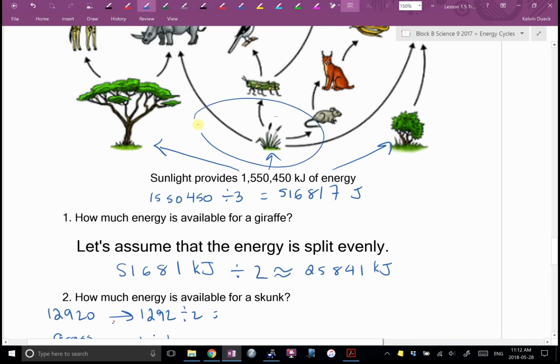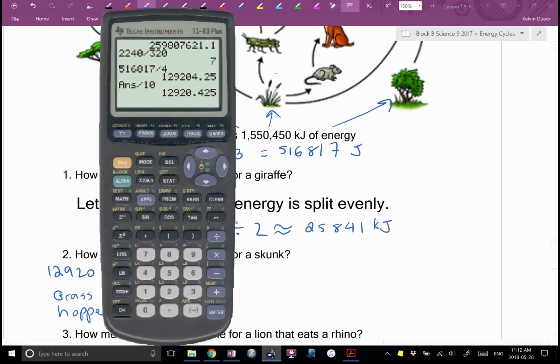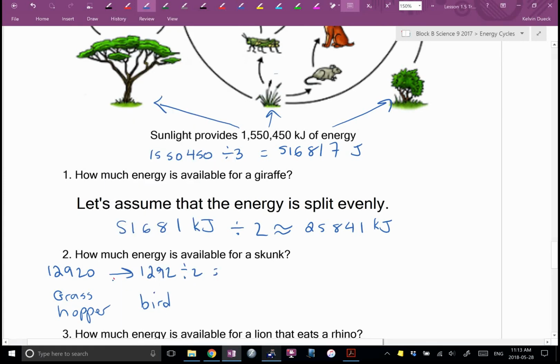So Jimmy, you can see the grass is getting split into 4. 1, 2, 3, 4. And then that gets us to the grasshopper. We split it in 2 to get to the bird. So 1,292 divided by 2, and I get 646.